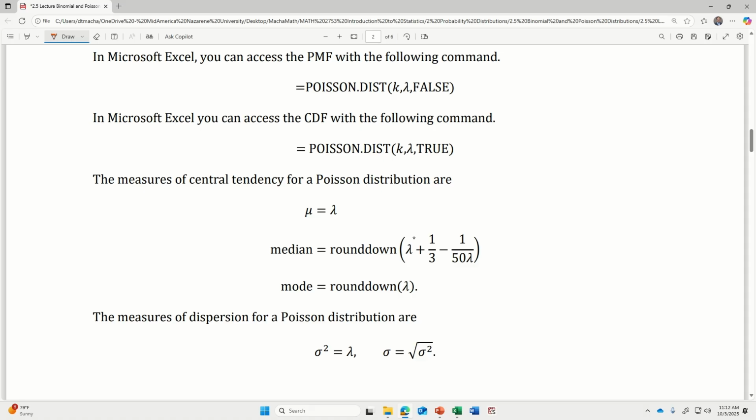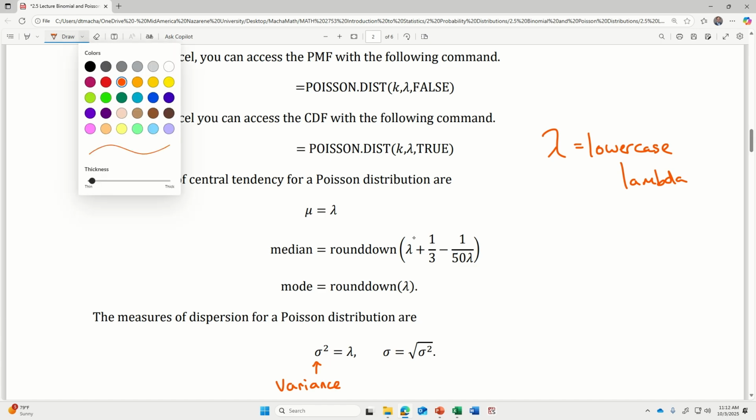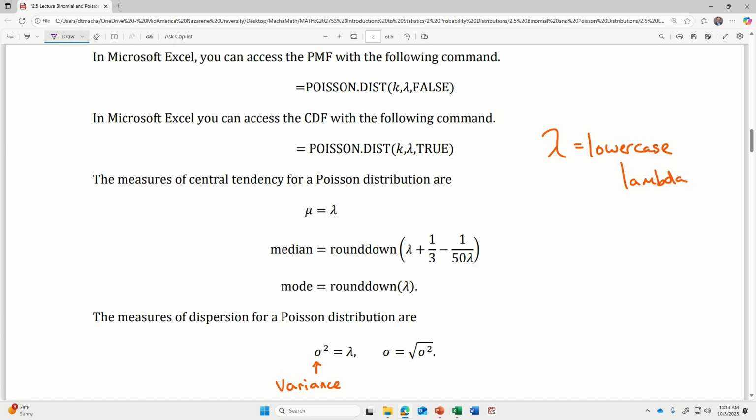What about the measures of dispersion? Well, the variance is also lambda. By the way, this is a lowercase Greek letter lambda. And the standard deviation is like it always is. The standard deviation is always the square root of the variance.